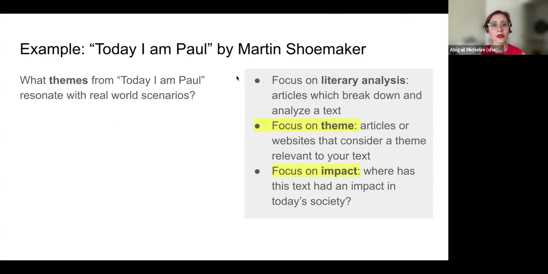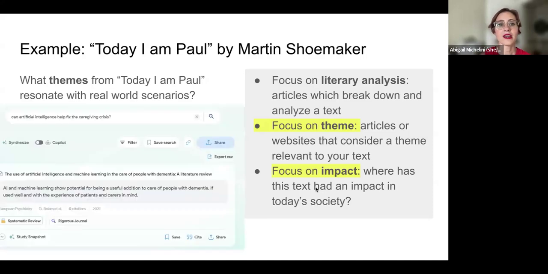What we're going to do is focus on the story Today I Am Paul, and I'm interested in asking Consensus, what themes from Today I Am Paul resonate with real world scenarios? So what from that story could actually be real? So I'm focusing on theme, but also on impact. Like, where does this play out in society today? Okay, so I typed that into Consensus.